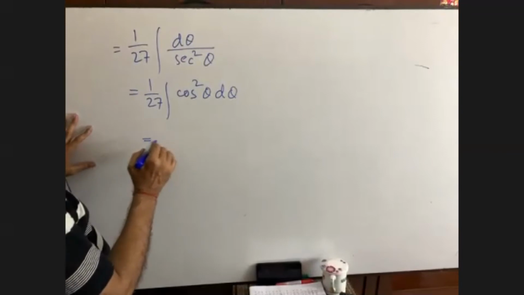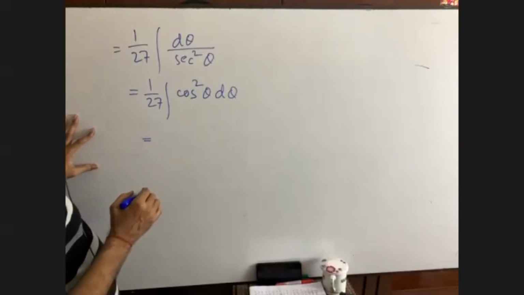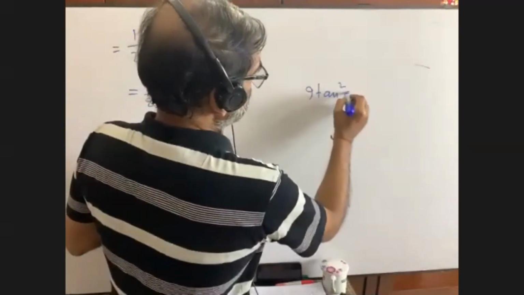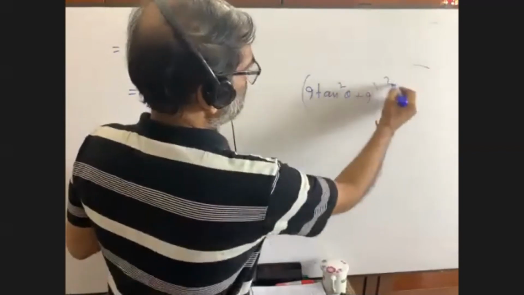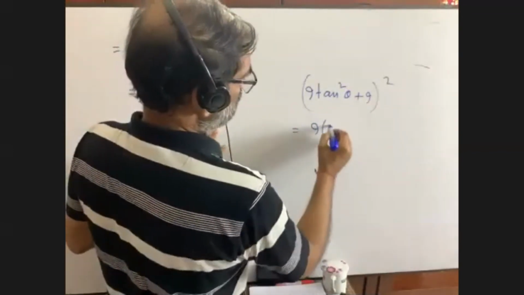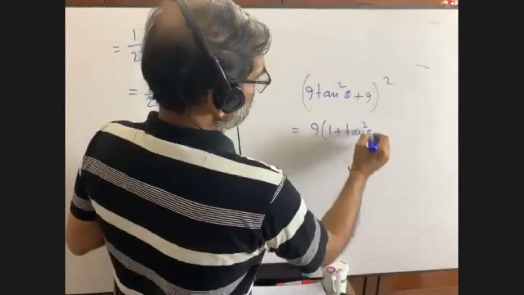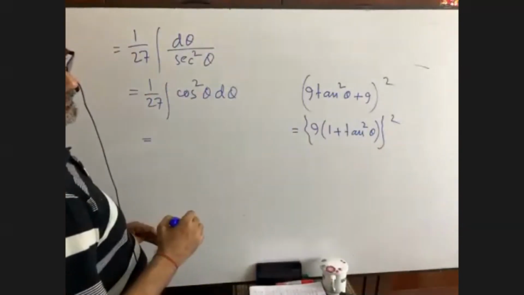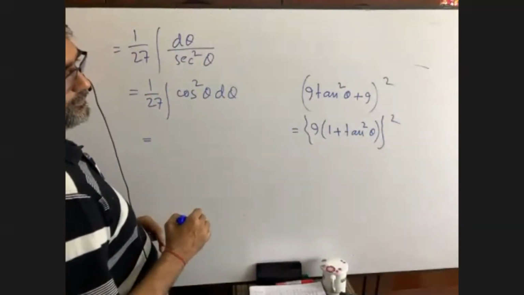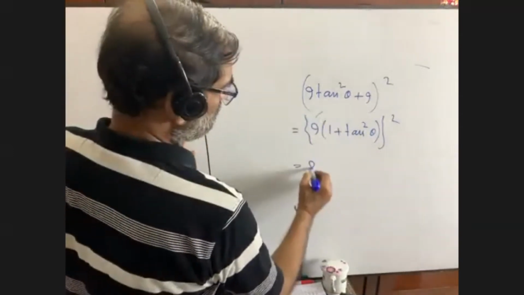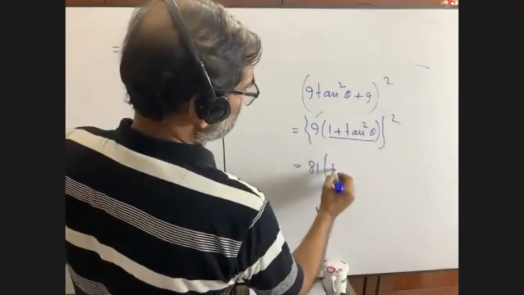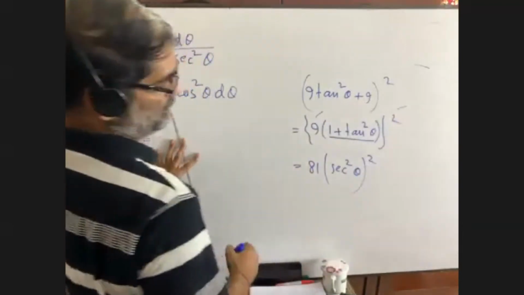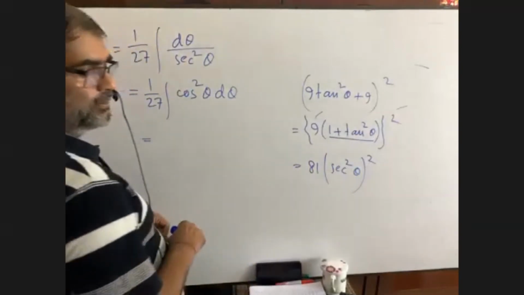Sir, how did the 81 sec to the power 4 theta come about? Could you explain once more? Okay, very good. It was 9 tan square theta plus 9 whole square, right? So I can take 9 common, then it is 1 plus tan square theta whole square. Am I right? Then it is 81 and it is sec square theta. Okay, again it is 2 power. So it is 81 sec 4 theta. Is it?